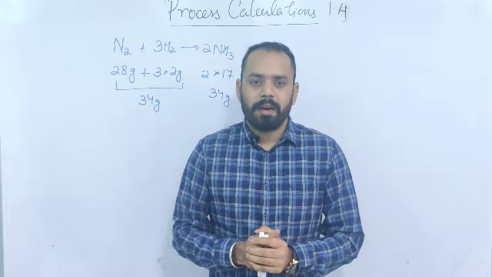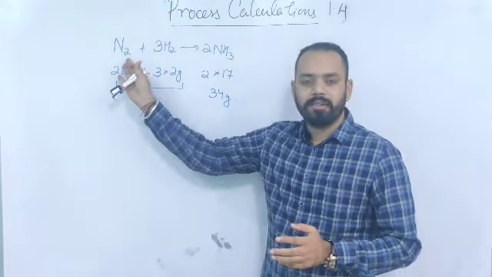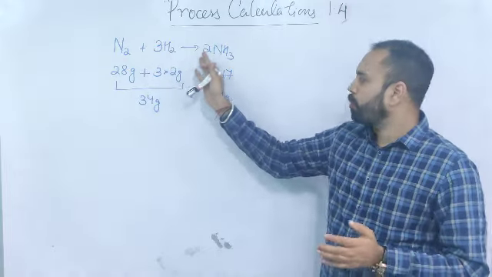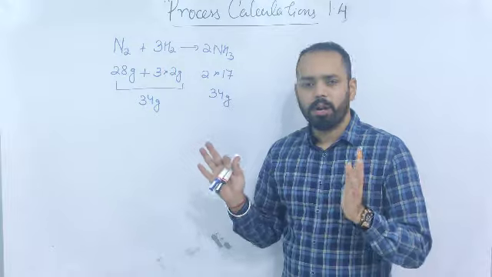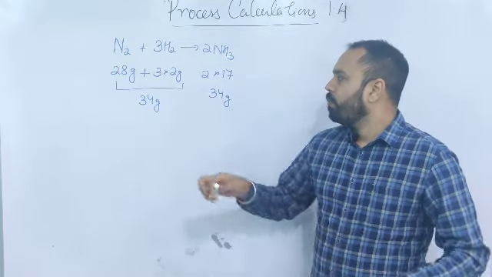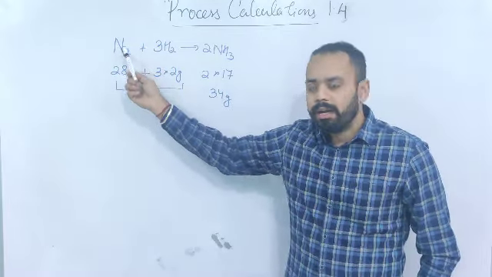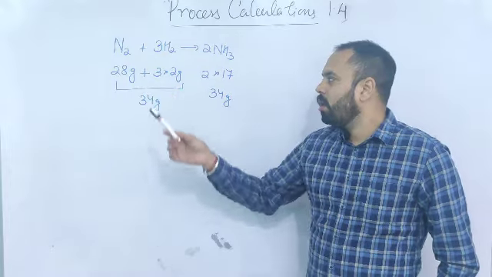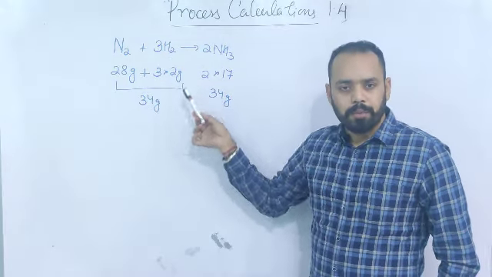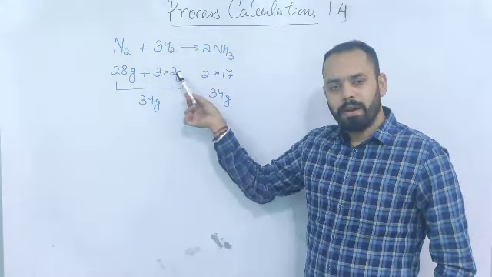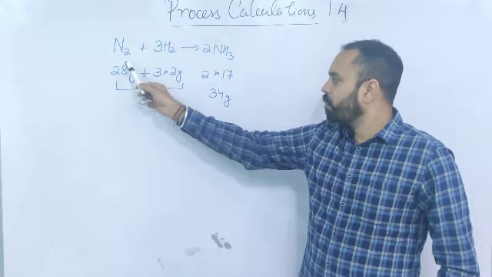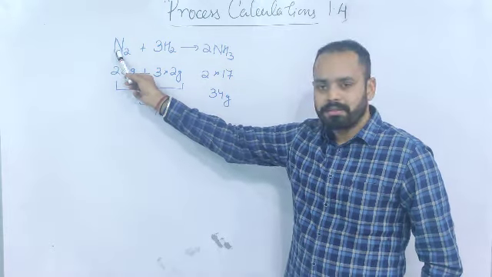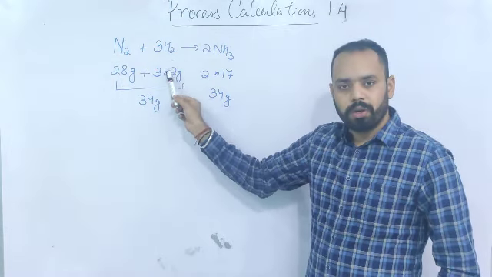Let me take a simple example of nitrogen reacting with 3 molecules of hydrogen to produce 2 molecules of ammonia. This is a very simple, very well-known and common chemical reaction. The molar mass of nitrogen is 28 gram per mole. The molar mass of hydrogen is 2 gram per mole, and because there are 3 molecules, multiplied by 3. So, according to the stoichiometry, if 28 gram of nitrogen reacts, then 6 gram of hydrogen should react.